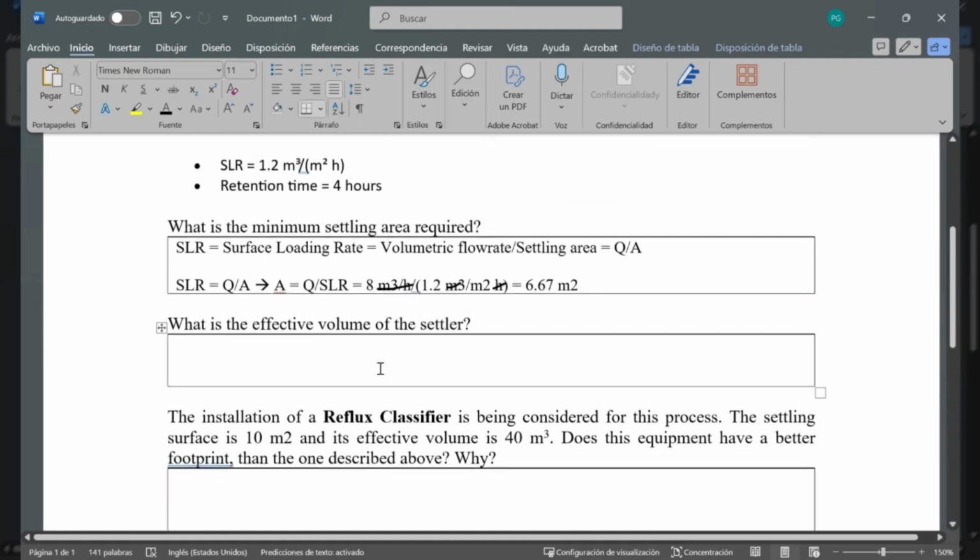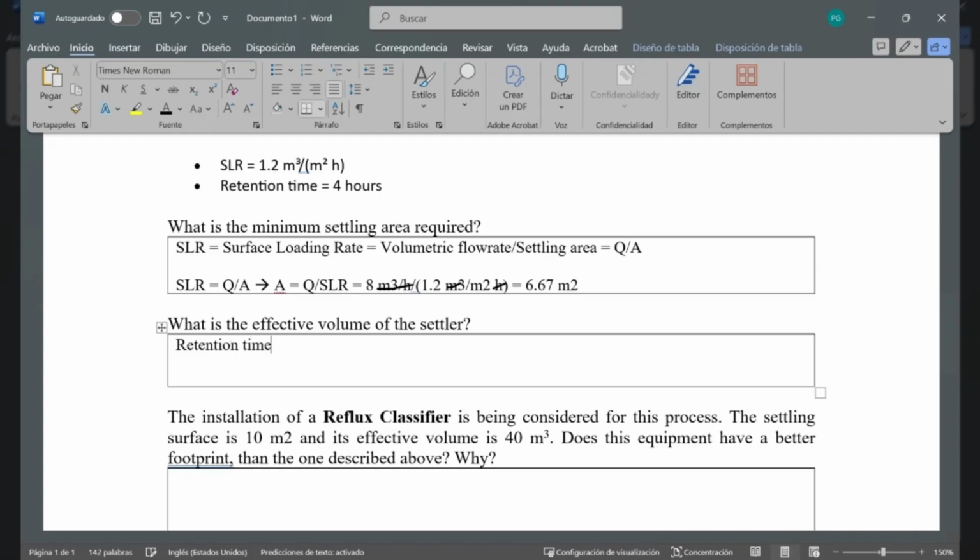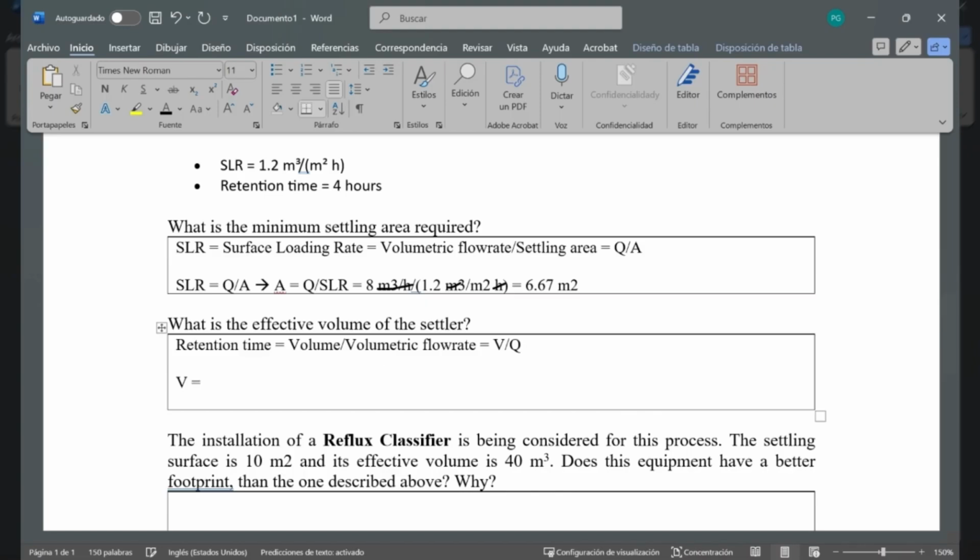What is the effective volume of the settler? This is determined by the retention time, and the retention time equals the volume of the settler divided by the volumetric flow rate, or a simpler expression, V over Q. So the volume is going to be the retention time times the volumetric flow rate, and that would be 4 times 8, and that's going to be 32 cubic meters.